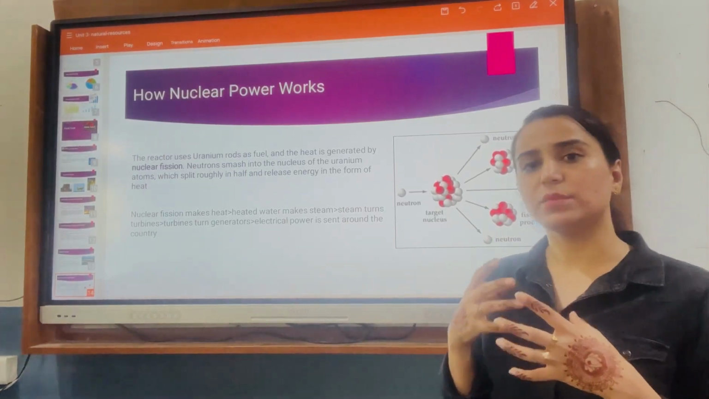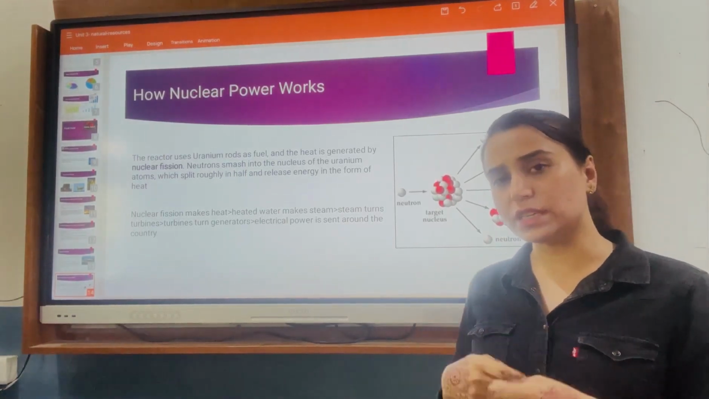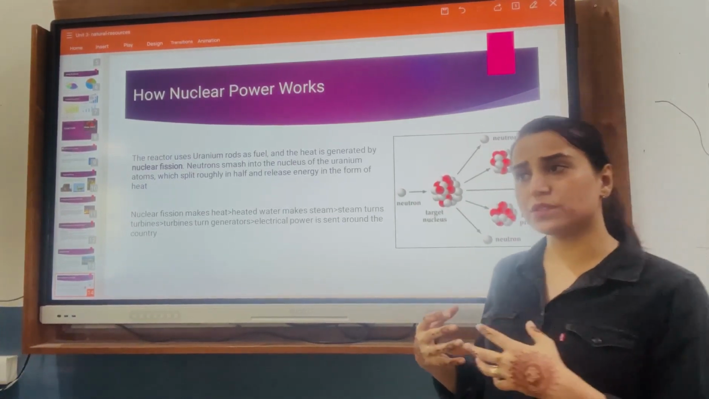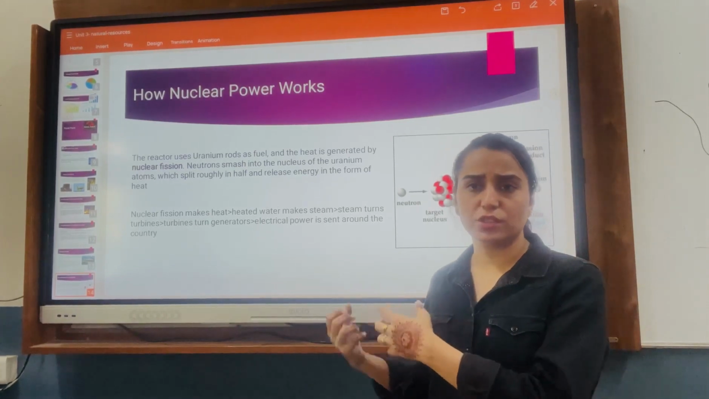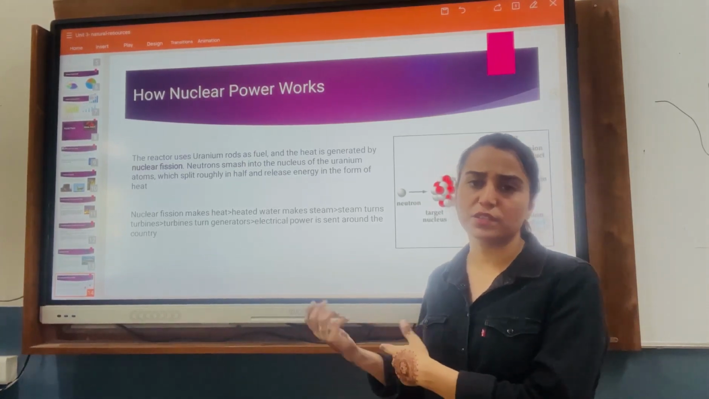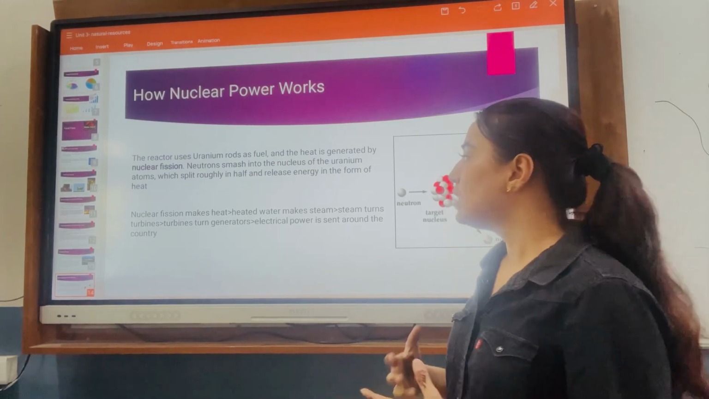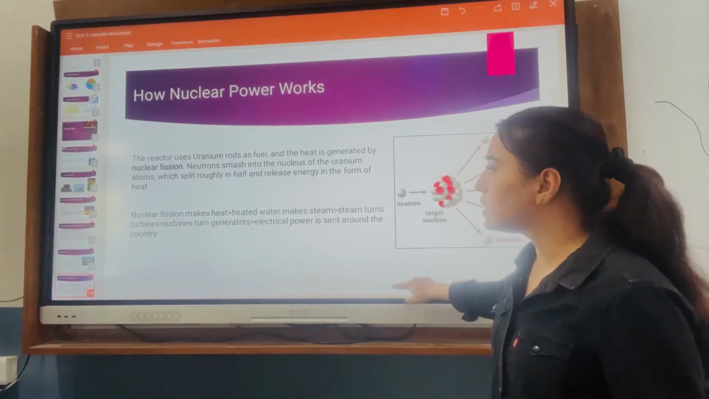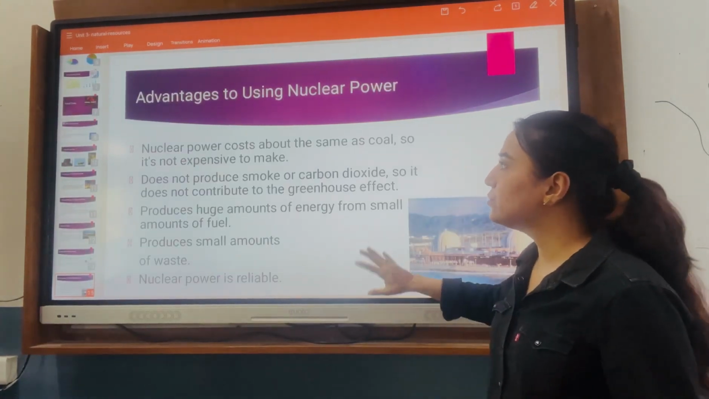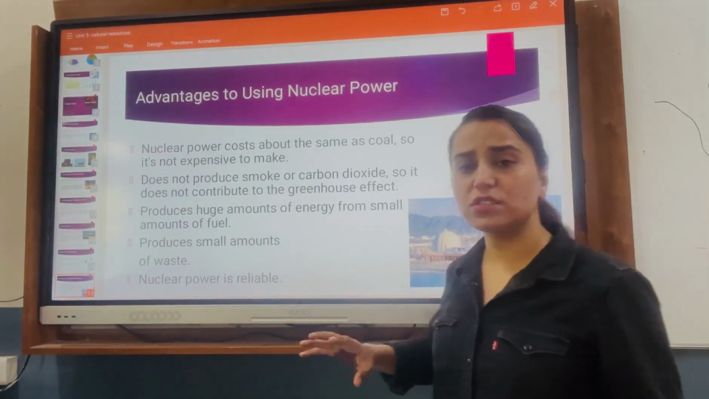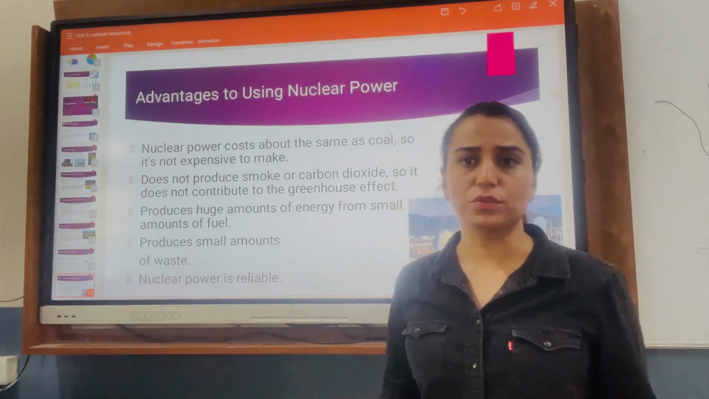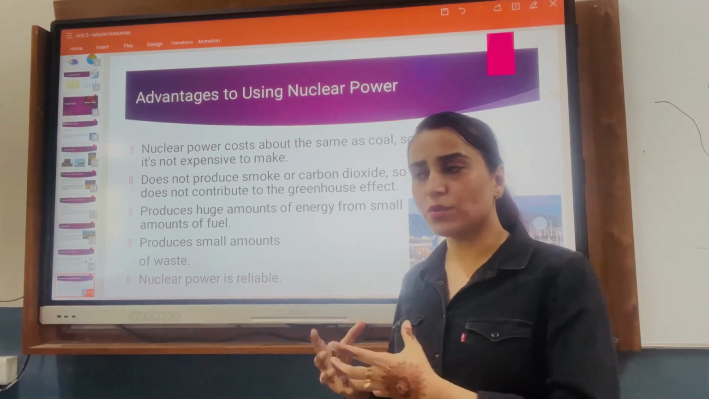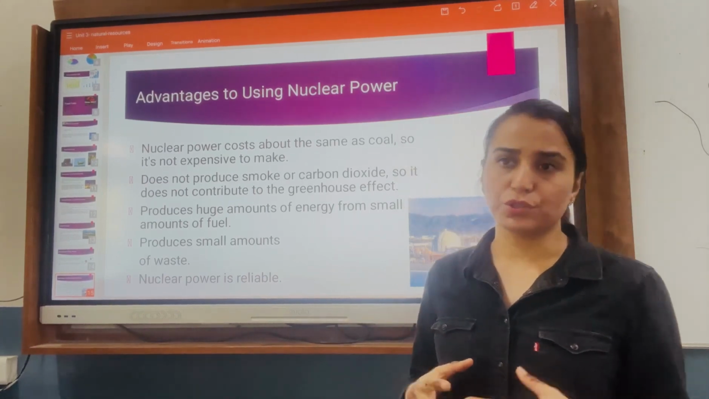That energy can be utilized for heating water. This water will be converted into steam. Steam will run turbines, turbines will run generators, and generators will produce electricity. So this is how energy is produced in the case of nuclear power. A major advantage of nuclear power is that it is very cost effective. It is not as expensive as it looks. Nuclear power will produce as much energy as coal power without creating any kind of pollution or negative externality.